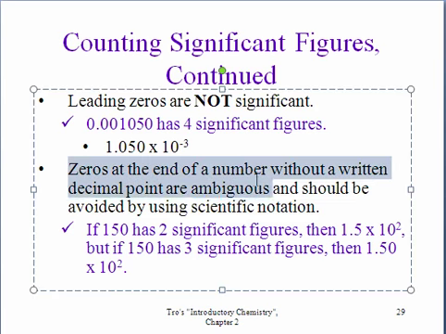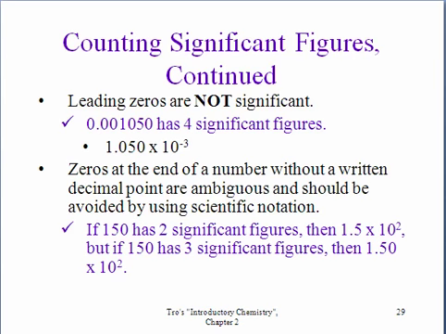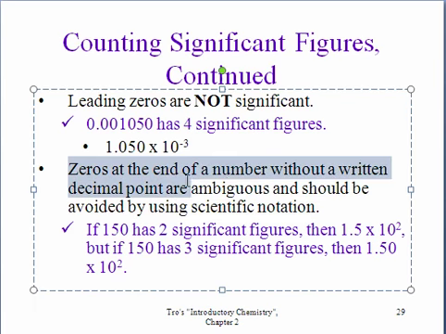Now, this is a subset of Rule 3 right here, the trailing zero. Zeros at the end of a number without a written decimal point are ambiguous and should be avoided. So if there's not a decimal point, this zero doesn't count. 150 only has two significant figures. So to express that without any confusion, 1.5 times 10 to the 2. If this value actually does have three significant figures, then 1.50 times 10 to the 2.